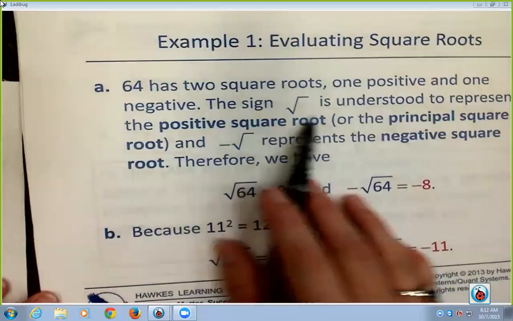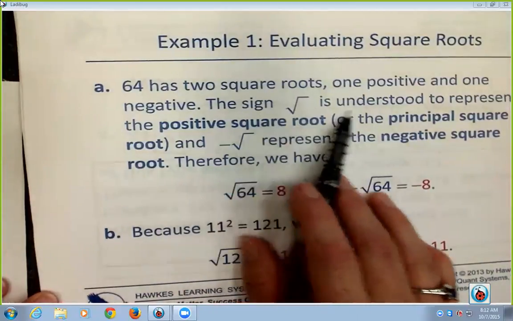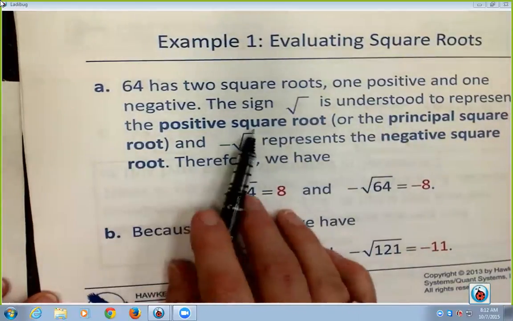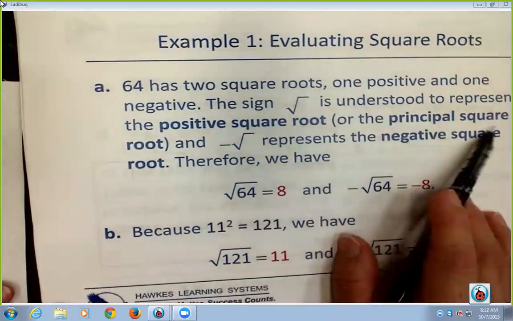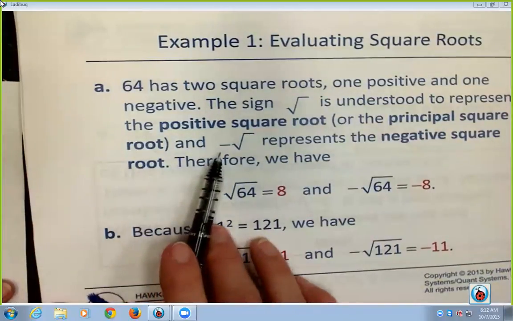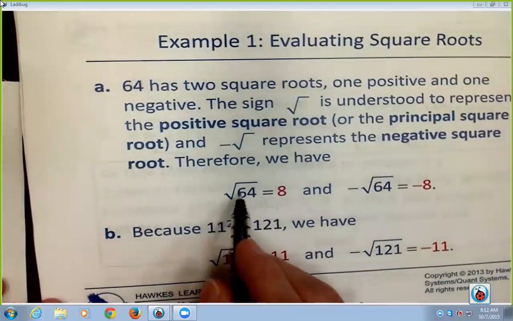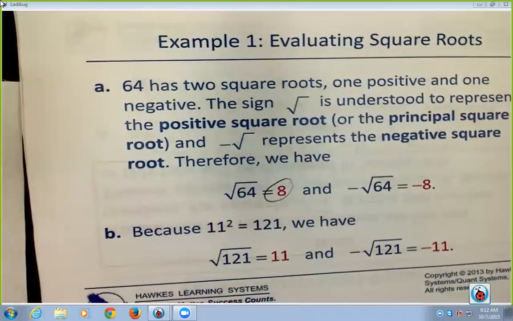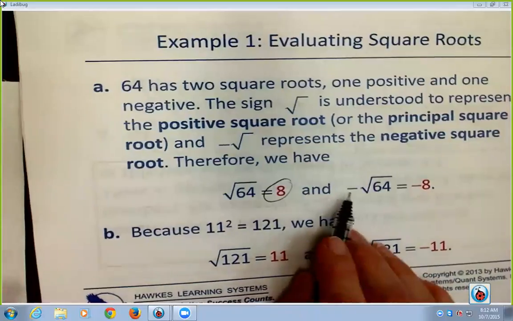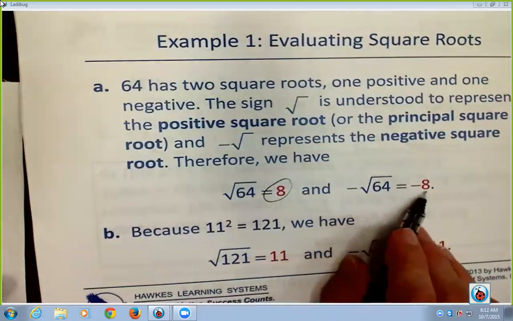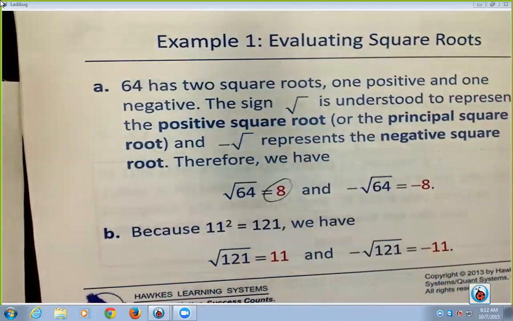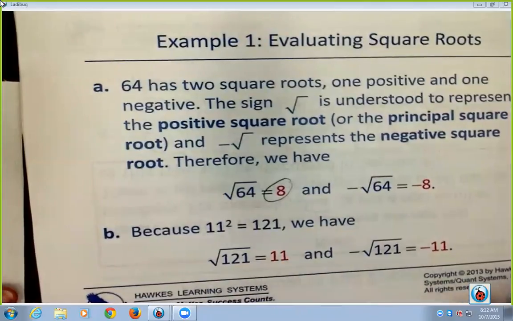We talked about that. The radical sign is understood to represent a positive square root, or the principal square root. And a negative represents the negative square root. So if you have no negative out in front, we're going to look at it as being a positive 8. If there's a negative out in front, we're going to look at our root as being a negative 8. So just pay attention to that with your negative signs in there.